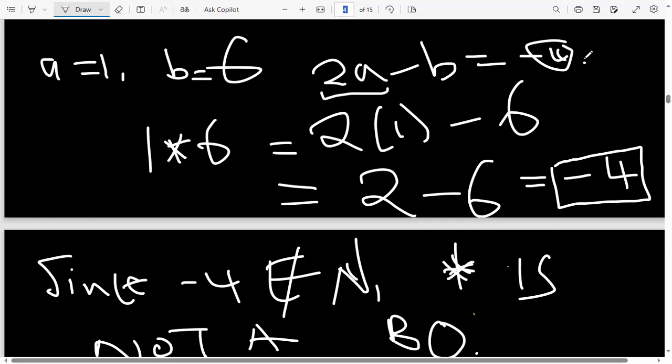Sir, I got a question. When you are using the closure rule, are you always given the operation, like the formula that you're supposed to use, let's say 2a minus b? Yes, you are always given a formula to work with. All right, so we have disproved that star is a binary operation.